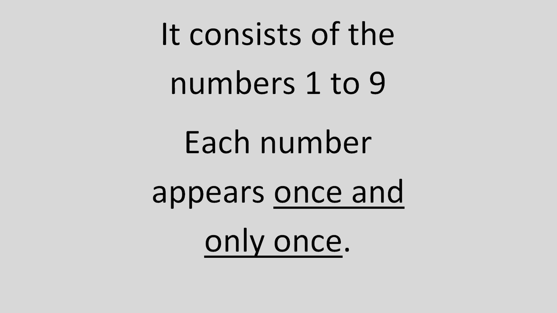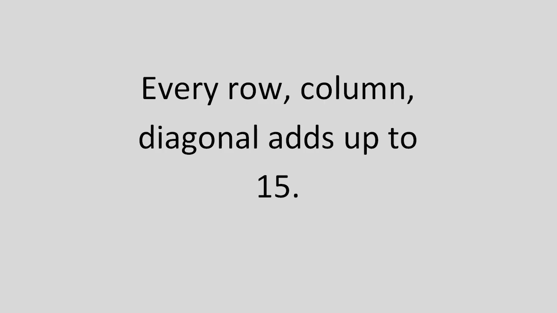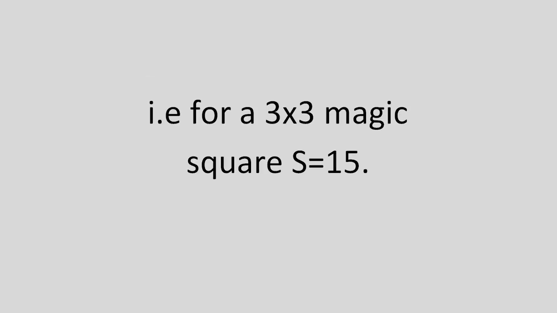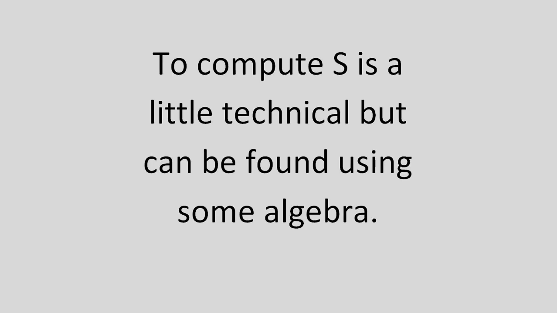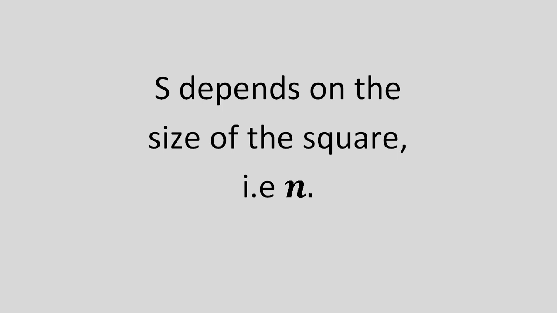So that consisted of the numbers 1 to 9, and each number appeared once and only once. Every row, column and diagonal added up to 15. So for a 3 by 3 magic square, S equals 15. To compute S is a little technical, but it can be found using some algebra. S depends on the size of the square, i.e. n.